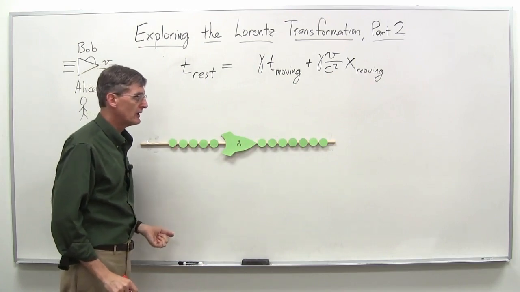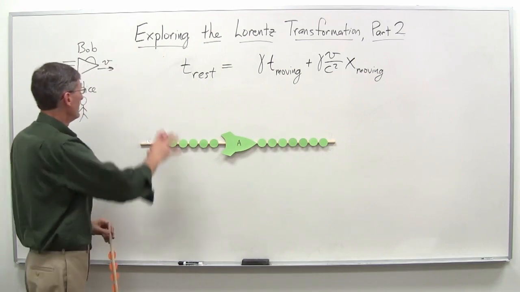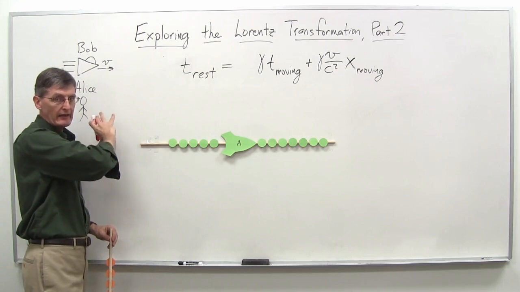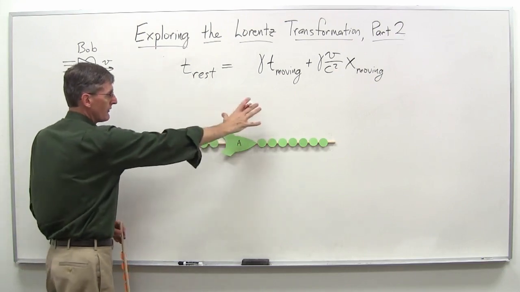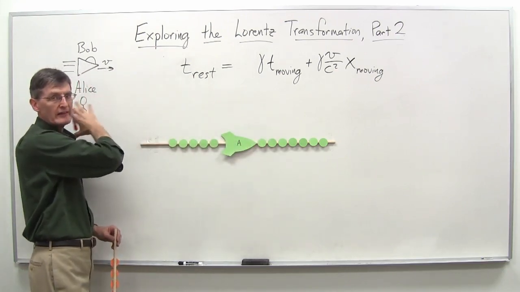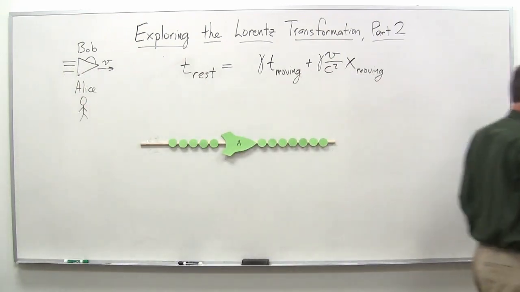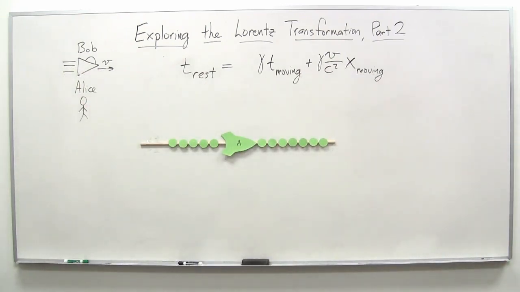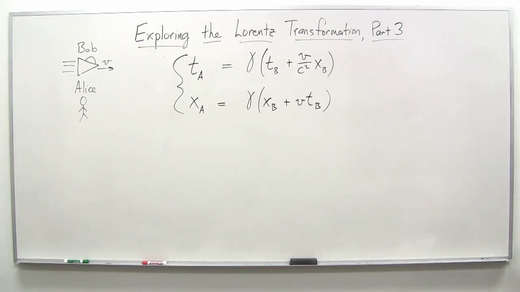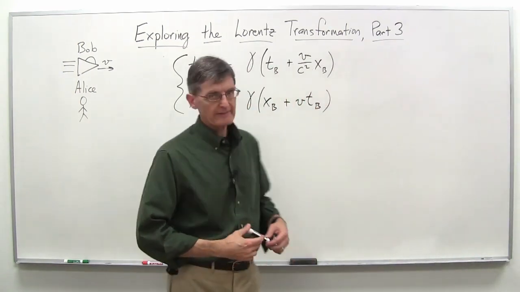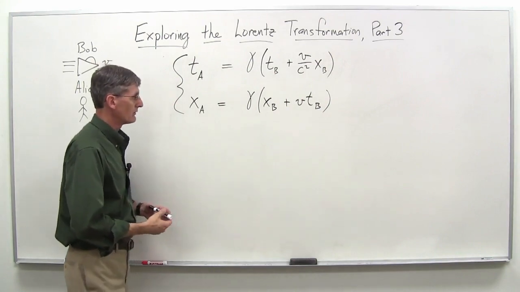In part 3, we're going to look at the case where, what about from Bob's perspective, looking at Alice, or in general, what if we have some frame of reference moving to the left instead of to the right? Part 3 of exploring the Lorentz transformation.